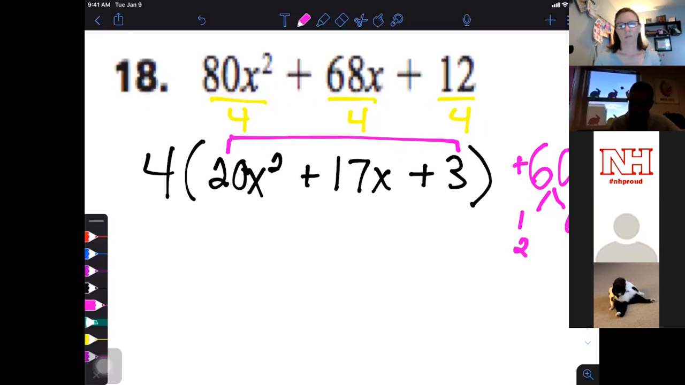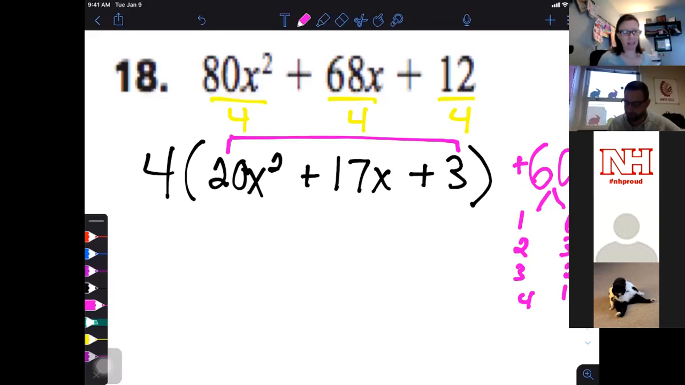Two and... Anybody can shout them out. Help Mr. King out, help me out, please. 1 and 60, 2 and 30, good. 3 and 20. Good. 4 and 15. Good. 5 and 12. Good. 6 and 10. Okay.